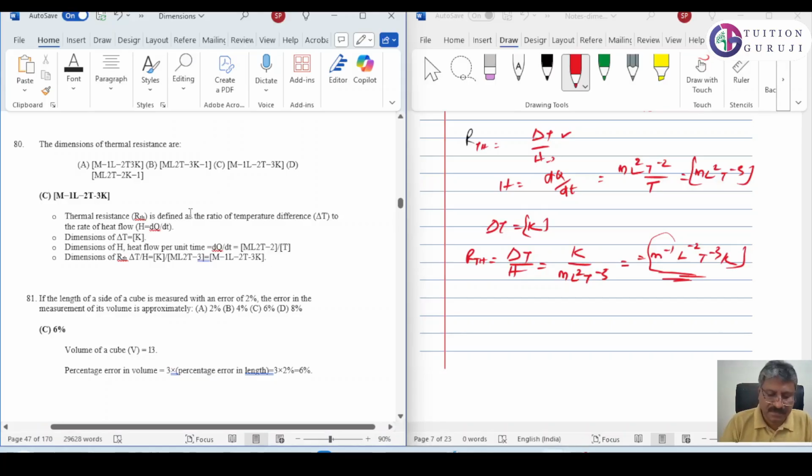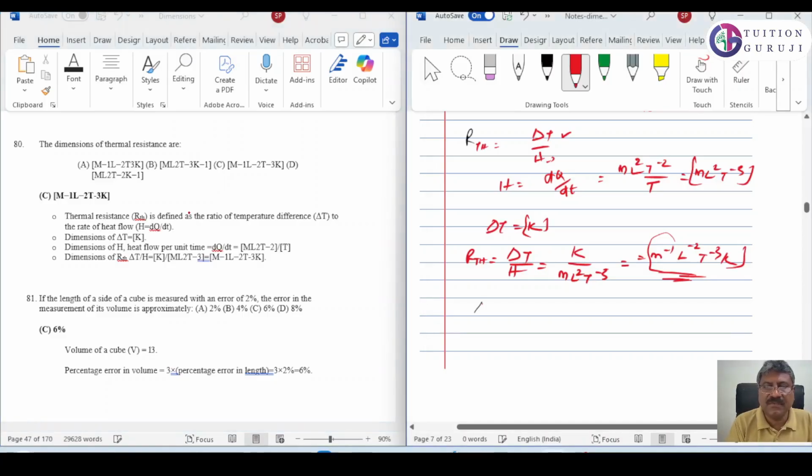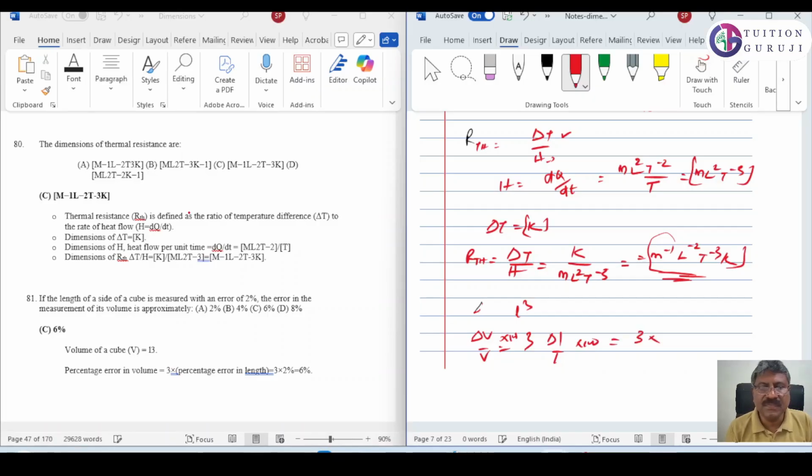Next one. If the length of a side of the cube is measured with 2% error, then what is the error in the measurement of volume? So we want to find the error in volume. The volume of the cube is L cube. Now delta V by V is equal to 3 delta L by L into 100. That is 3 into 2%, which is 6%. The answer is 6%.